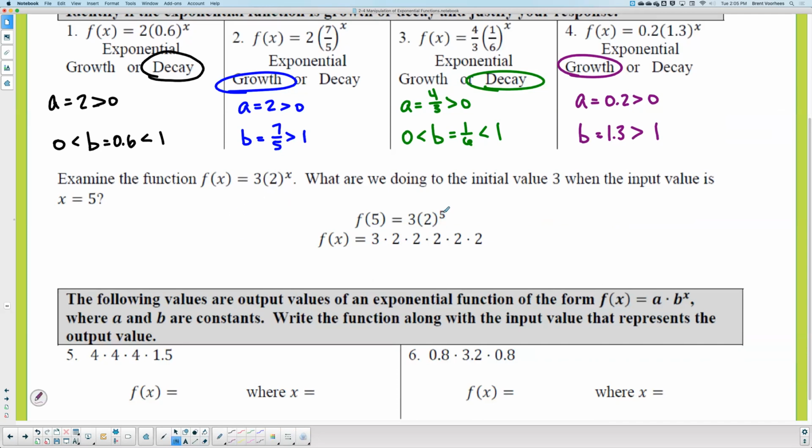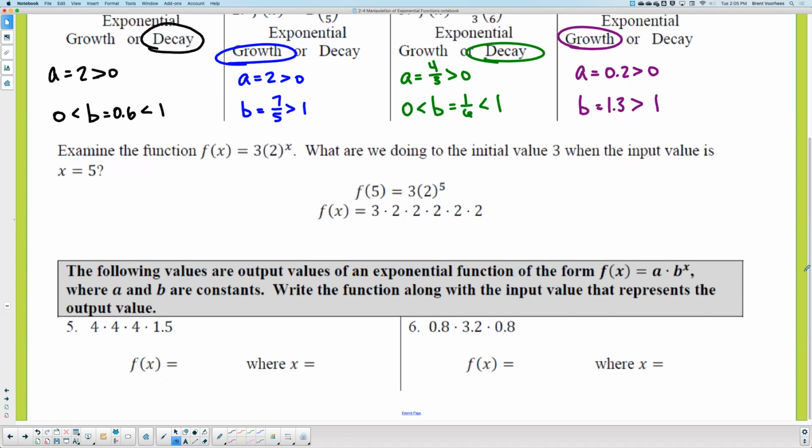And here's why. If you plug in a 5, this would be 3 times 2, times 2, times 2, times 2, times 2, there's 5 2's. Is that the same thing as 6 to the x power? No, this is not 6 times 6 times 6 times 6. So that's what's happening there with exponentials. No, you cannot simplify a and b. So that's the note here.